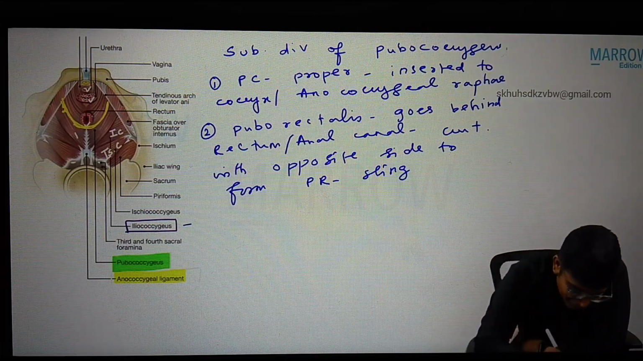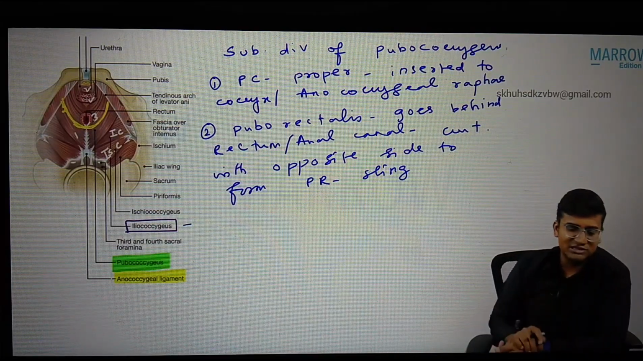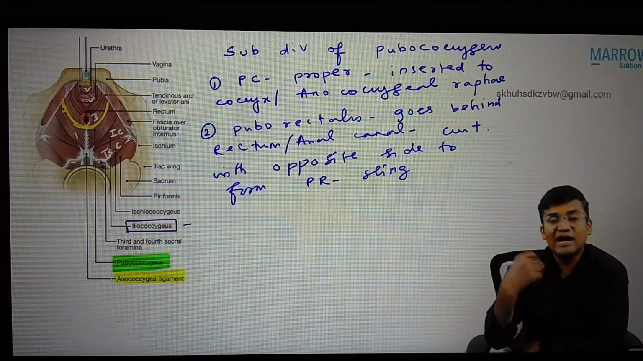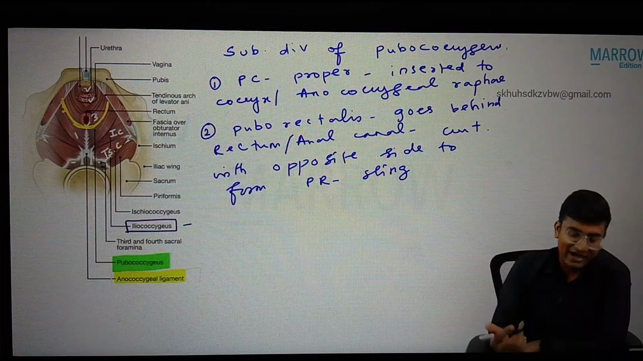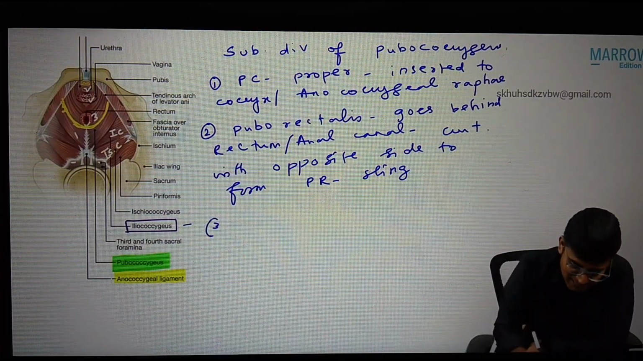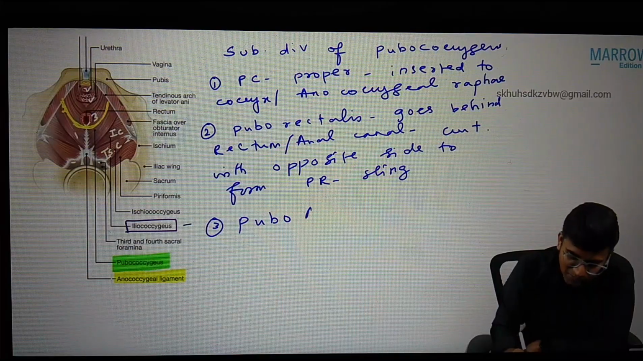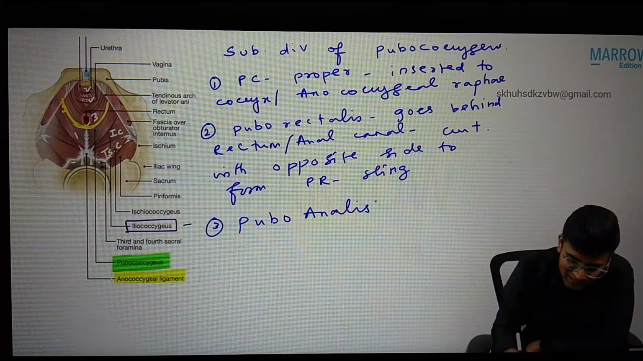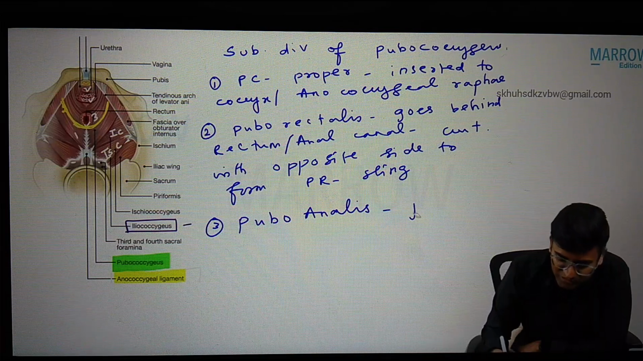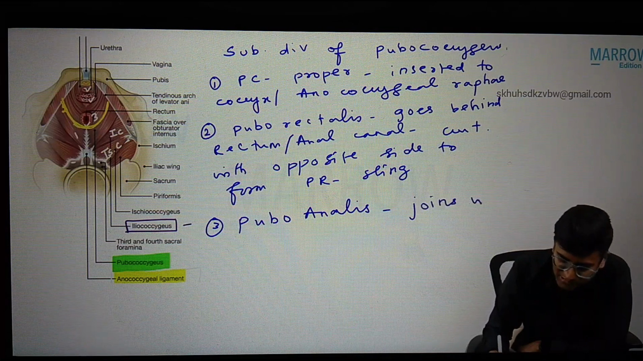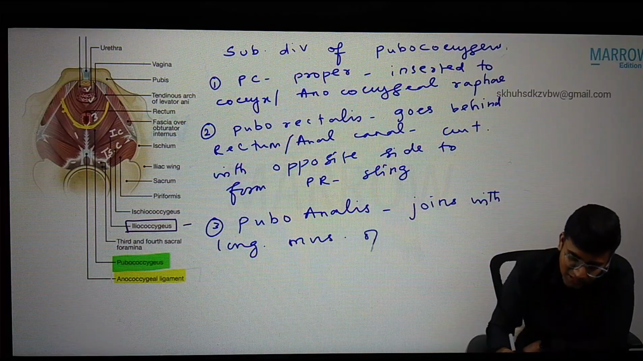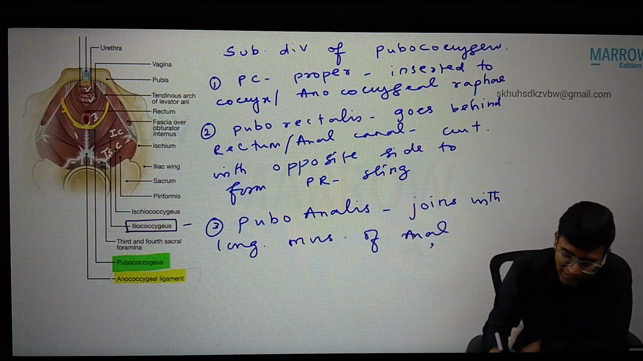Next, number 3, I'm talking about these fibers. See these fibers. They attach to the longitudinal muscles of the anal canal. These muscles are called the puboanalis. These fibers merge with the longitudinal muscle of the anal canal.